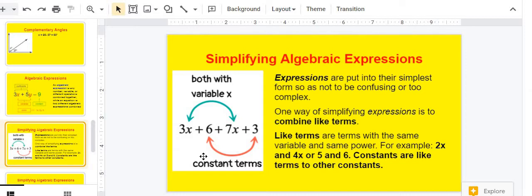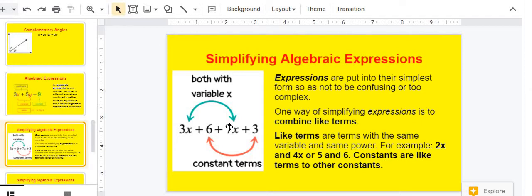Now we're going to explain what we mean when we say combine like terms. Going back to this expression, we can see that 3x and 7x are like terms. They have the same variable, which is x, and the same power. Now, whenever there is no power, you can put a power of 1. Also, when there is no coefficient in front of a variable, you can put a coefficient of 1. Because any number raised to the first power is still the same number.